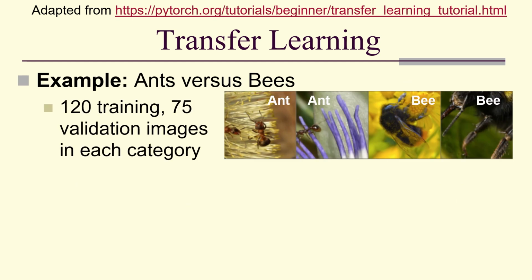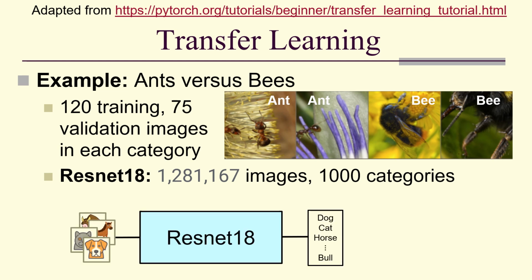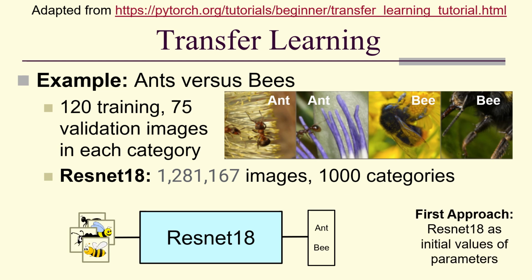We have 120 training and 75 validation images for each category. That's not very many. But we're going to use ResNet 18, trained on more than 1.2 million images over 1,000 categories. So we have our ResNet 18, but it was not trained on ants or bees. So our first approach: ResNet 18 as initial values of the parameters, and then we retrain the network.